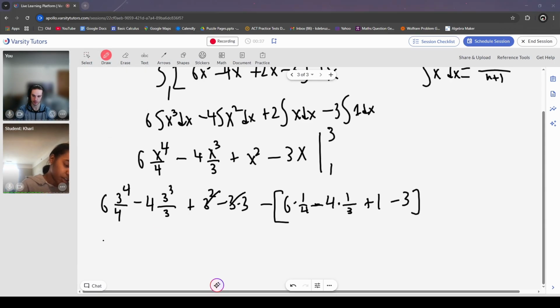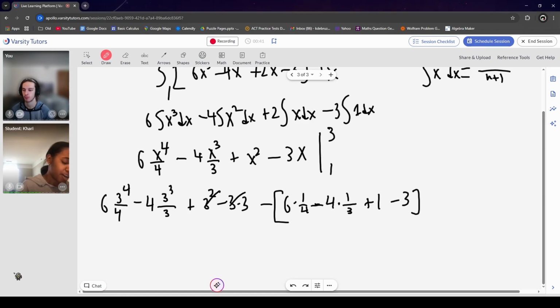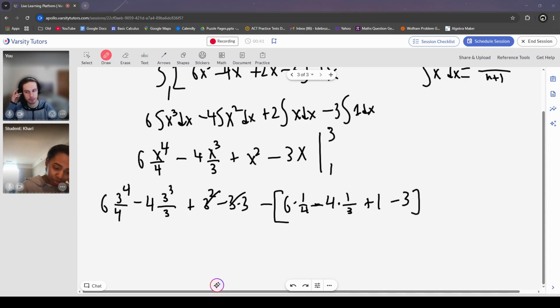Is this like the f of b minus f of a? Yes. Like capital F? Yeah. Capital F stands for the integration of the lowercase f. Yep. And then literally just solve. I got 262 over 3, or 87.3. That's right.